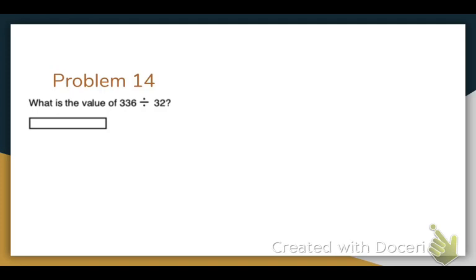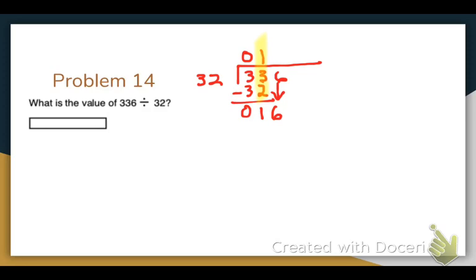What is the value? That again means you're going to divide. Find the answer. 336 divided by 32. 32 won't go into 3, but it will go into 33 one time. So I subtract. I put my 1 above the second 3 and that 2 underneath it. So notice they're all lined up right here. Okay, keep that in mind. I'm going to subtract and I get 1. 1 is smaller than 32. That's good. I bring down my 6. 32 will not go into 16, so I have to put a 0.